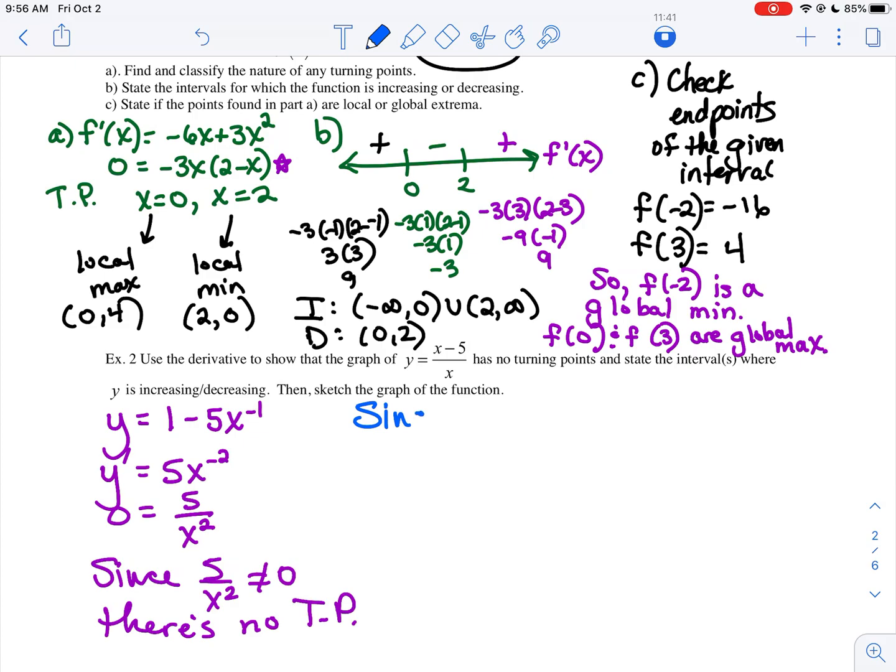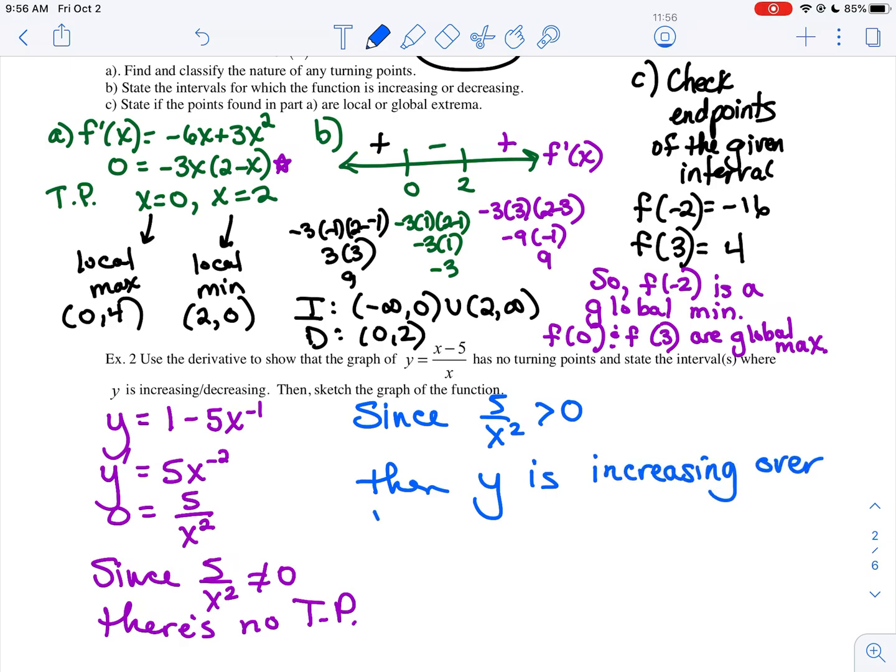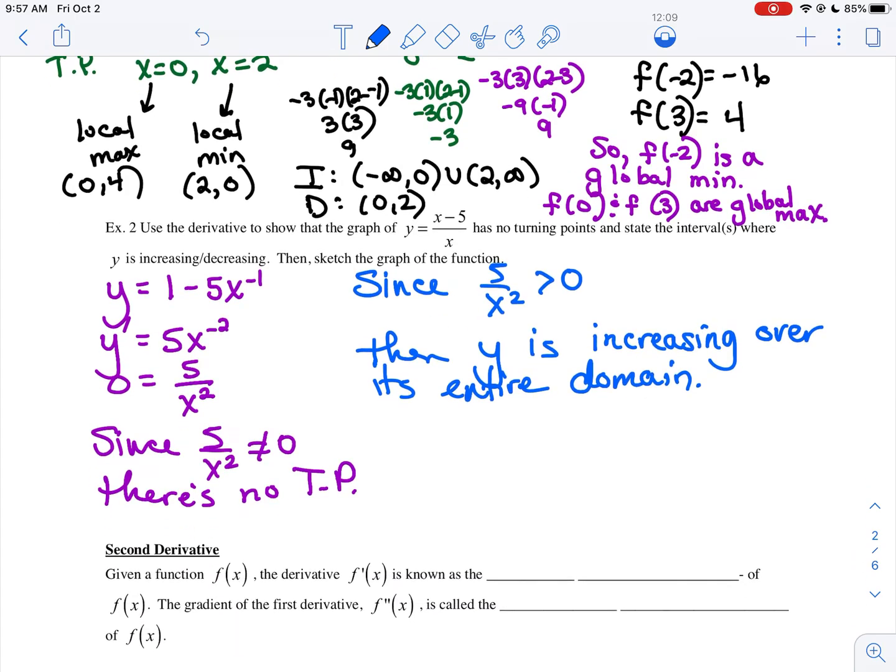So what we have is 5 over x squared is always positive, right? Then y is increasing over its, I can spell correctly, its entire domain. Well, what's the domain for y? Well, y can't be, or excuse me, x can't be equal to 0, right, in the original function.